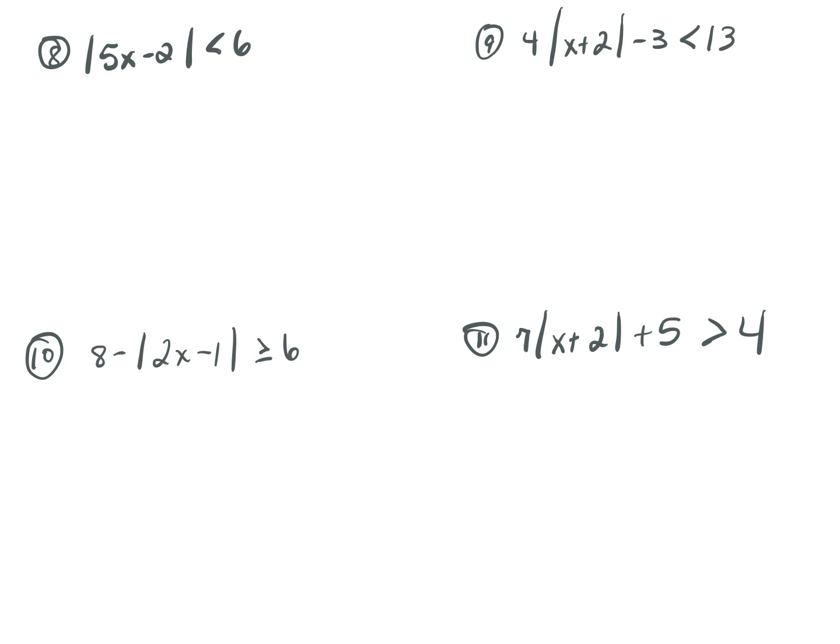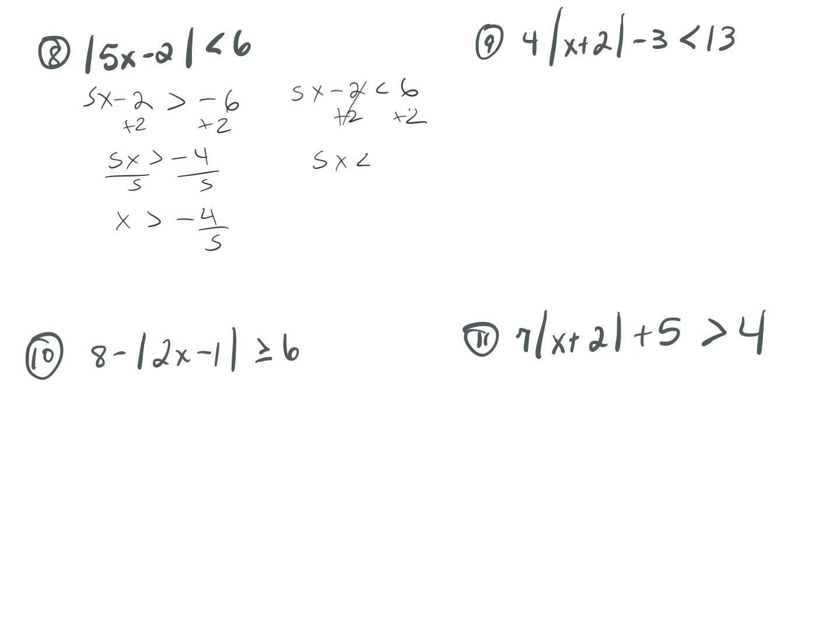All right, so for number 8, I'm going to go ahead and do 5x minus 2 is greater than negative 6, and 5x minus 2 is less than 6. I'll add the 2, so I get 5x is greater than negative 4. Divide by 5, and we get x is greater than negative 4 over 5. And when I do the same thing for the other one, add the 2 first, we get 5x is less than 8. We divide by 5, and we get x is less than 8 over 5. Notice this one's pointing left, this one's pointing right, so they're actually facing each other. It's going to be from negative 4 over 5 to 8 over 5.